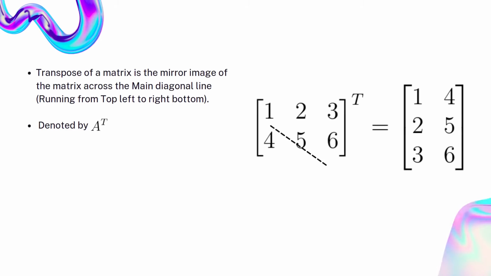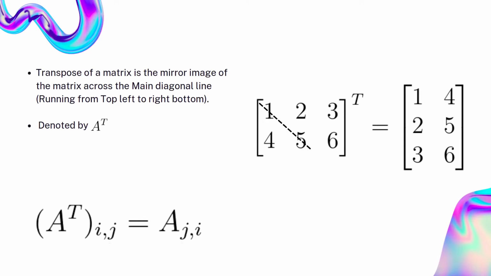Transpose of a matrix is nothing but mirror reflection about the main diagonal. In mathematical terms, we say that A transpose of ij is A of ji. Here you can see this mirror reflection. But let's come to an example. Here, as we saw before, 1, 5 forms the main diagonal because they have the same row and column indices. And transpose of this matrix 1, 2, 3, 4, 5, 6 is actually this matrix.